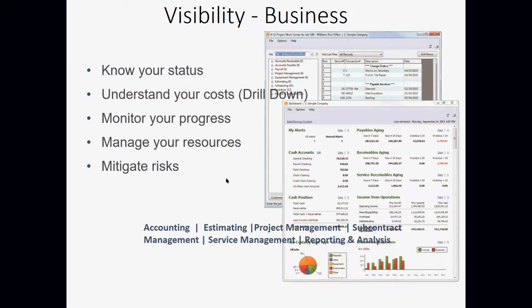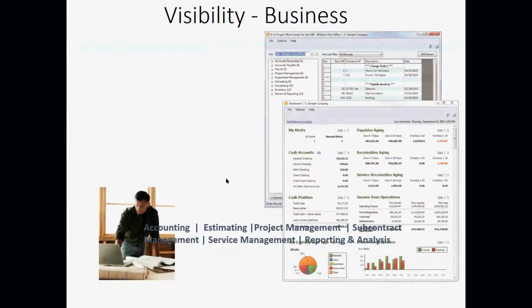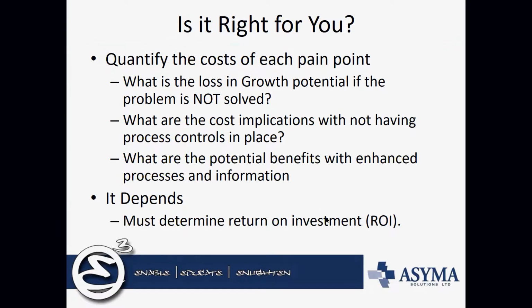So the bottom line is we need accurate information, and we need to have visibility into what's really going on with our businesses. This allows you to do that. So it helps you grow. So where are we at? Let's just go to the next here, because why? Oops, is it right for you?